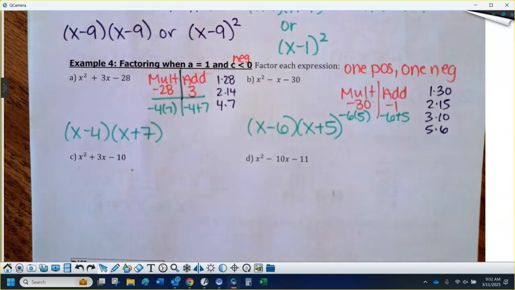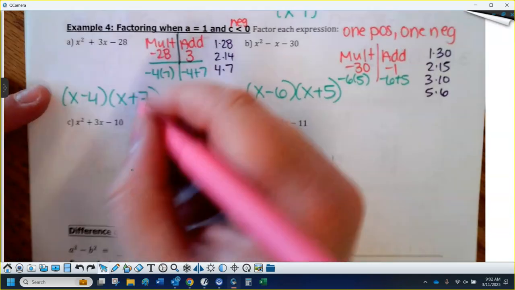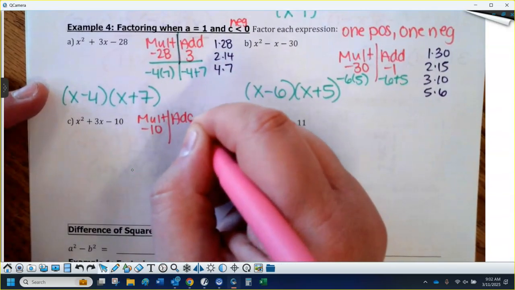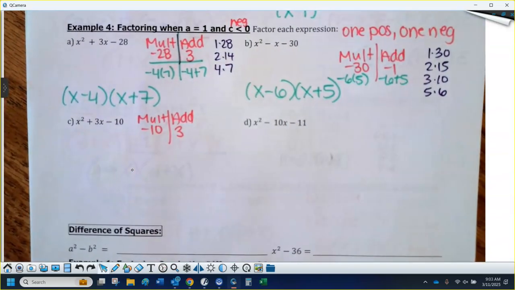Okay, I got 2 more. We'll see if we can finish these up. All right, this one, I got to multiply to get -10, but I got to add to get +3. What two numbers would multiply to give you -10, but add to give you +3?